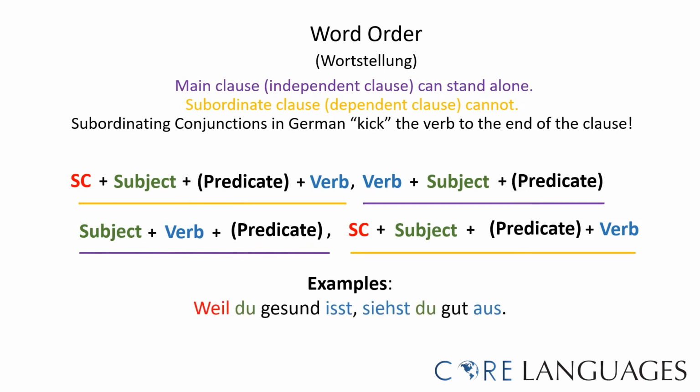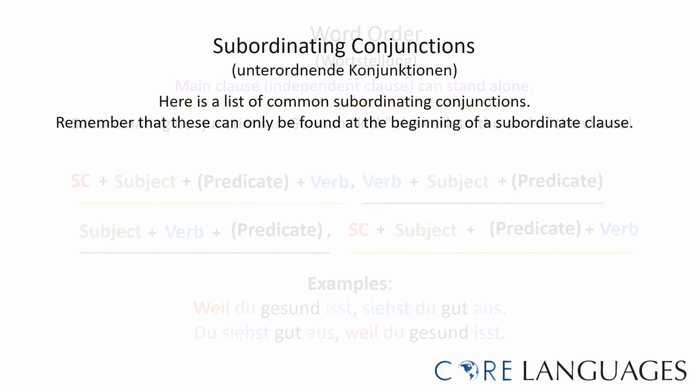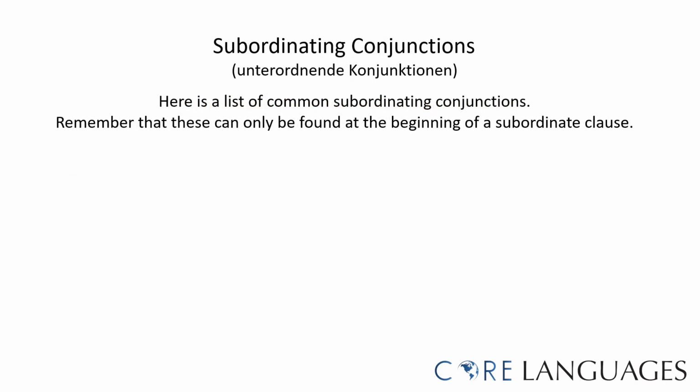Here are some examples. Weil du gesund isst, siehst du gut aus. Because you're eating healthy, you look good. But I could also say, du siehst gut aus, weil du gesund isst. You look good because you're eating healthy. There are many one-word or multiple-word subordinating conjunctions, or untergeordnete Konjunktionen.